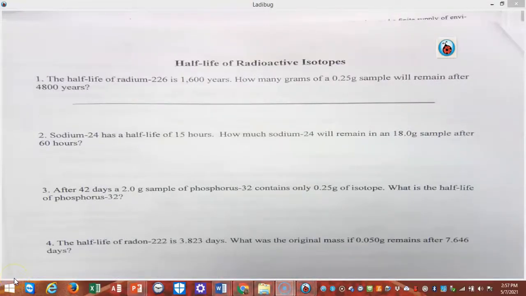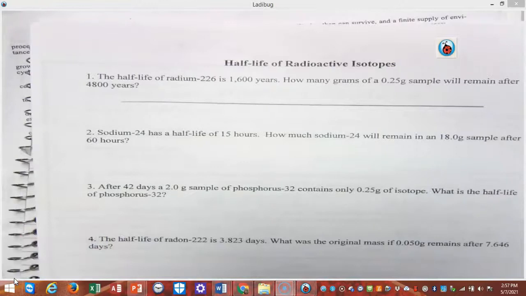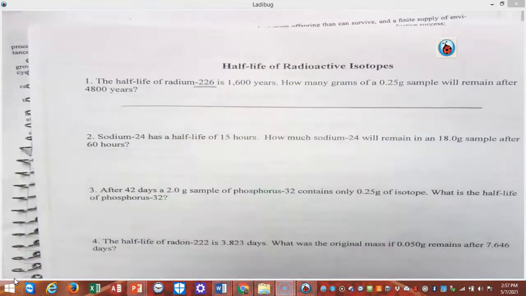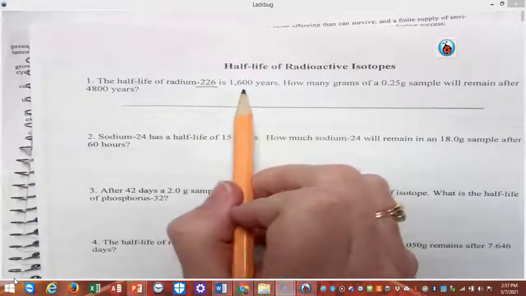Okay, this is your half-life of radioactive isotopes. And there is an equation you can use, but I feel like kids find it confusing. So I'm going to explain it a little bit differently. Okay, the half-life of radium-226. Again, this is just your mass number. So the half-life is 1600 years.